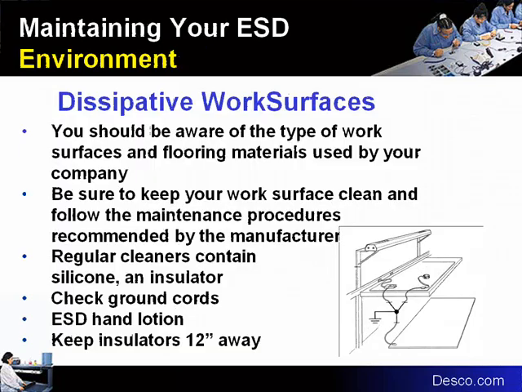There are two surface materials that are used for either flooring or table mats: dissipative and conductive. We would always want to have dissipative material as our work surface area or anything that would have intimate contact with an electrostatic sensitive device or component. You want to keep the area clean as well as clear of any insulators. The ground cord should be visually checked occasionally. And ESD hand lotion can sometimes help enhance the contact between a wrist strap and the operator to make a quality ground.